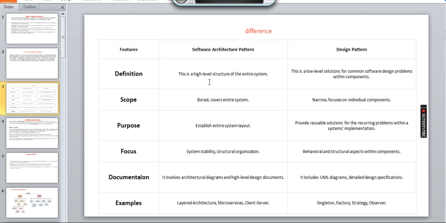Let's see software architecture pattern examples: layered architecture, microservices, client server. Design pattern examples are singleton, factory, strategy and observer.